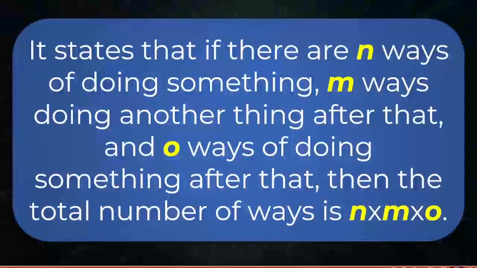It states that if there are n ways of doing something, m ways of doing another thing after that, and o ways of doing something after that, then the total number of ways is n times m times o. Basically, you multiply the total number of ways in n, m, and o to find the overall total number of outcomes. To understand this, I am going to show some examples.